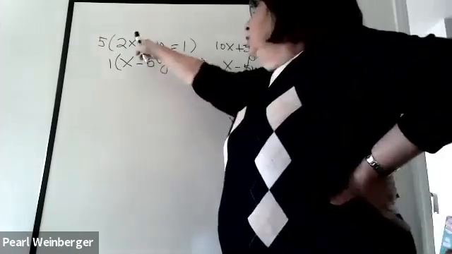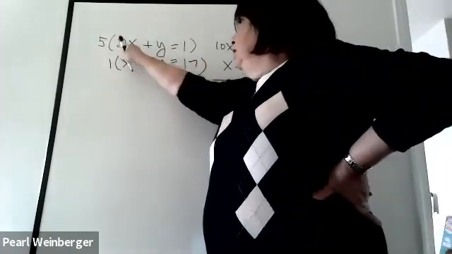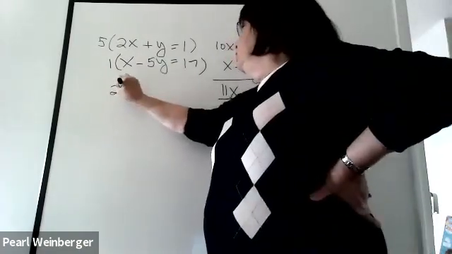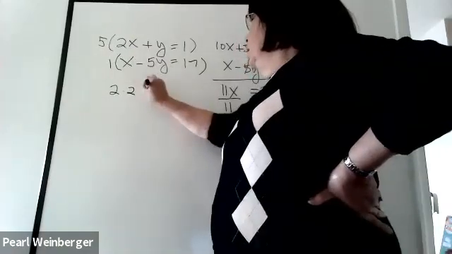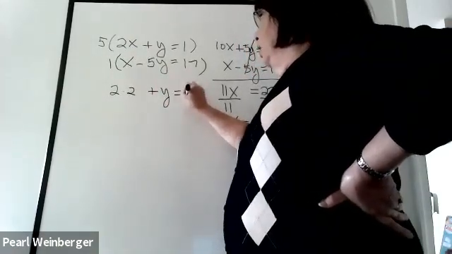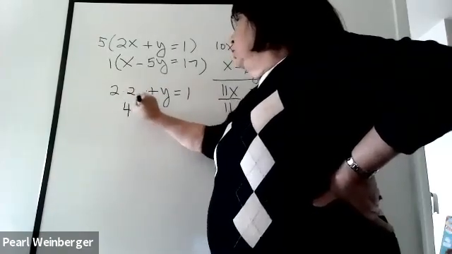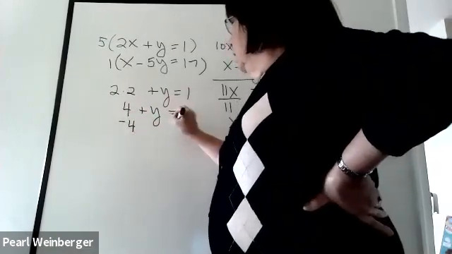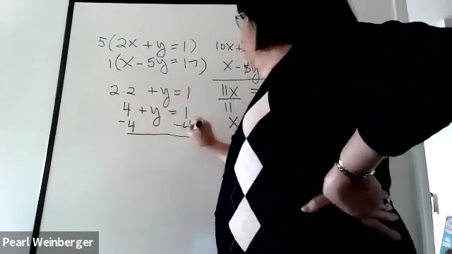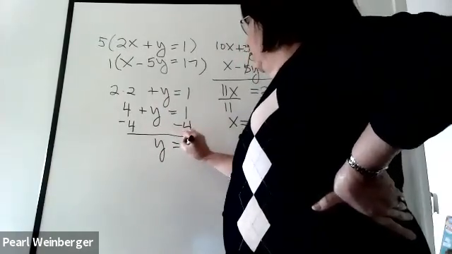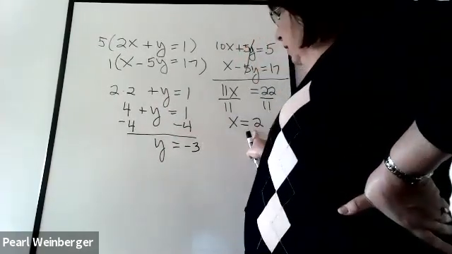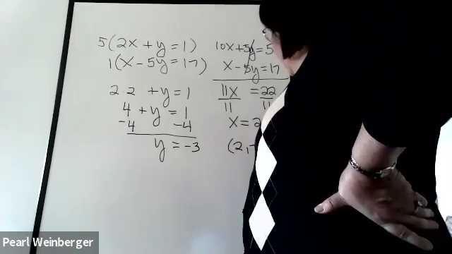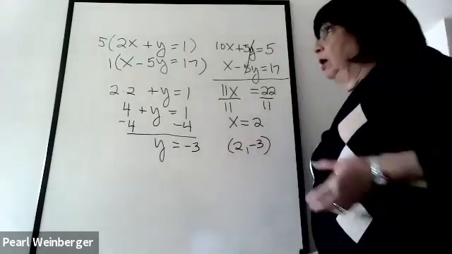And go back to one of the original equations. It doesn't matter which one. Let's say the top one. And replace the x with 2. So it'll be 2 times 2, because my x is 2, plus y equals 1. That'll give me 4 plus y equals 1. And therefore, we'll get y equals negative 3. Again, my answer is x is 2, y is negative 3. Exactly the same answer that we had gotten before.